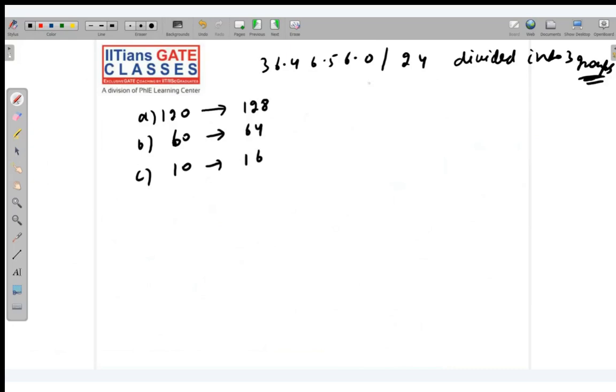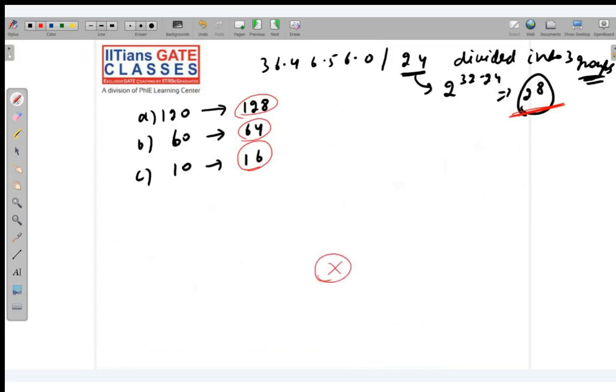Okay, now /24 means how many IP addresses are there? 32 minus 24, that is 2 power 8 IP addresses. So from these 2 power 8 IP addresses, you want to divide 128, then 64, then 16. It's very easy, just by common sense we will do it. This is the router, and this complete block is assigned to this router, which will manage this complete block.